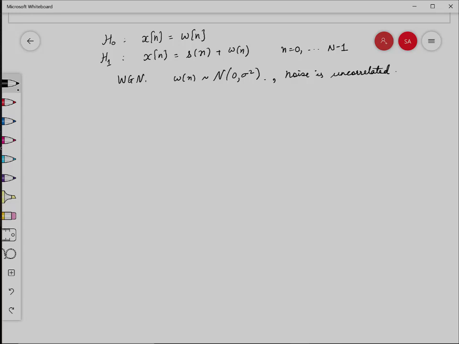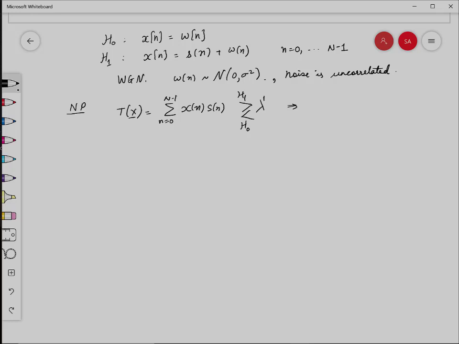And for this kind of case, we figured out the NP test statistic. The T(x) came out to be the summation, n goes from 0 to capital N minus 1, of x[n] s[n]. This was our test statistic, and if it is greater than some threshold lambda dash, then we detect H1. If it is less than this threshold, we detect H0.